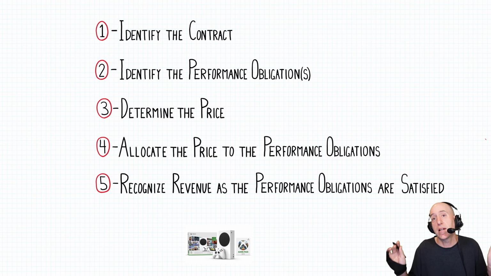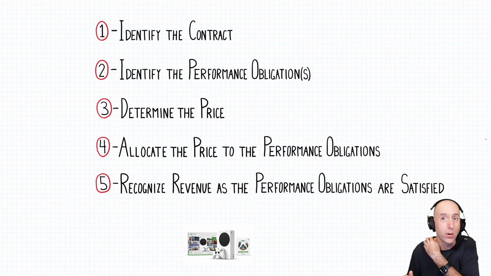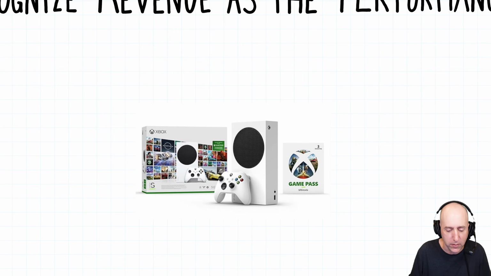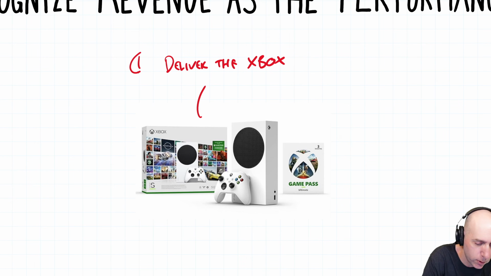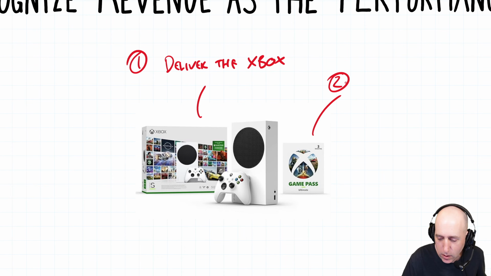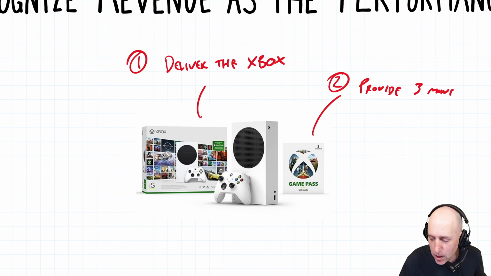Identify the performance obligations. So here's where things get tricky. In intro financial accounting, we generally would just have one performance obligation and recognize our revenue from that. Here, Microsoft clearly has 2 performance obligations. One, they got to deliver the Xbox. That's performance obligation 1. And 2, they got to provide 3 months of Game Pass service.